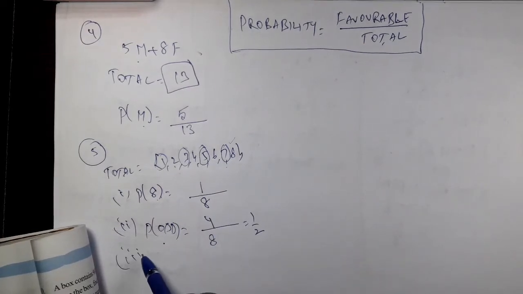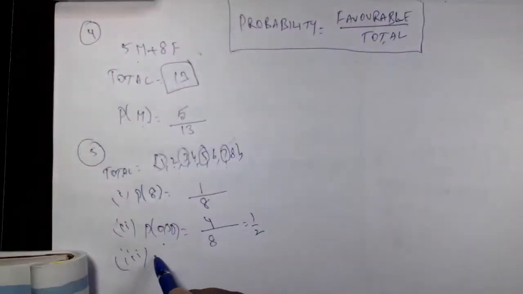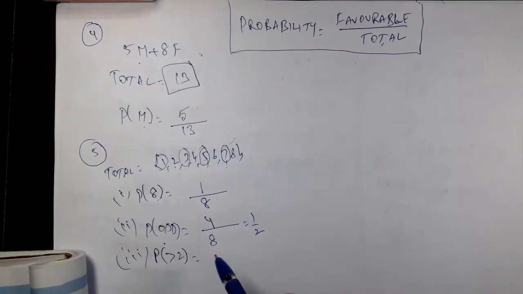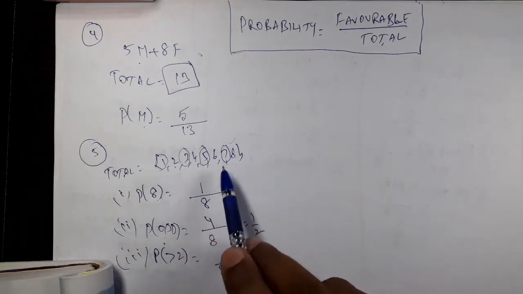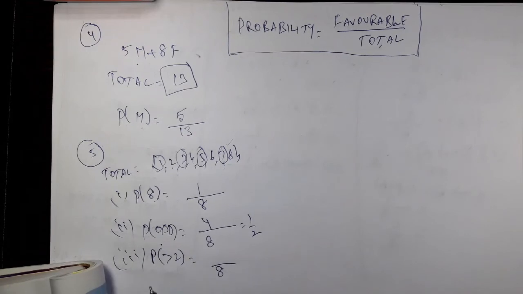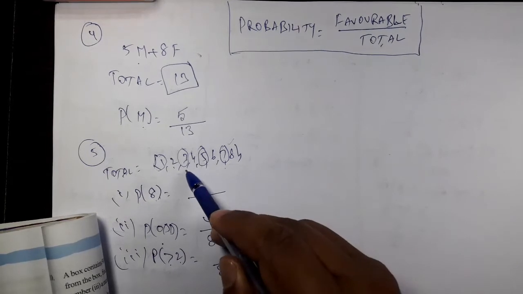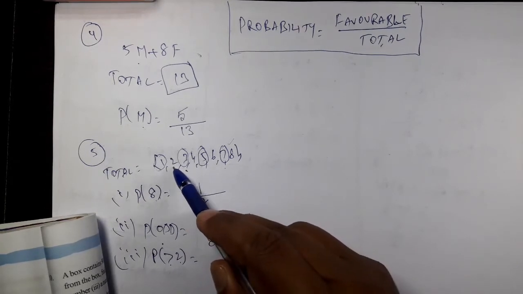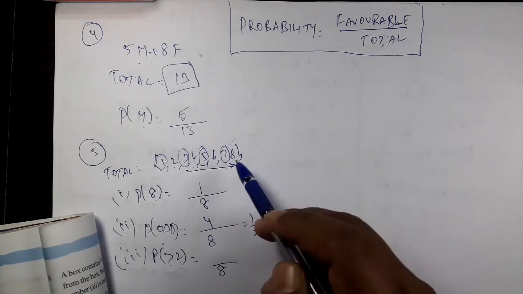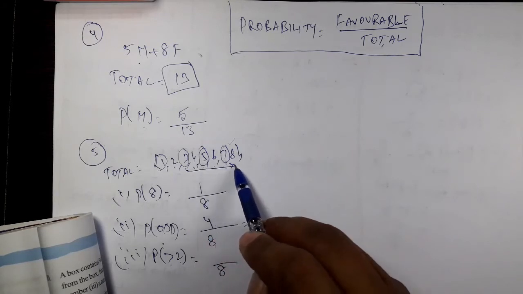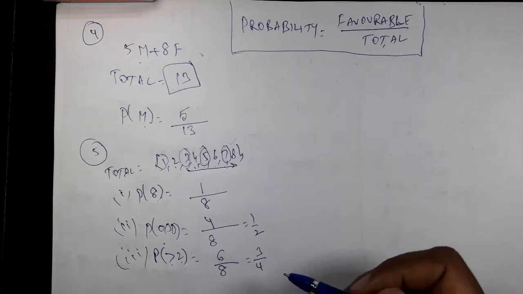Third part. A number greater than 2. Probability of a number greater than 2. Denominator is of course total 8. Coming to numerator, out of these 8, how many are favorable to this event? This event is greater than 2. How many of these 8 are greater than 2? Is it greater than 2? No. Is it greater than 2? No. Yes, this is greater than 2. So all these ones are greater than 2. How many? 1, 2, 3, 4, 5, 6. 6 are favorable. So your answer is 6 by 8, right?